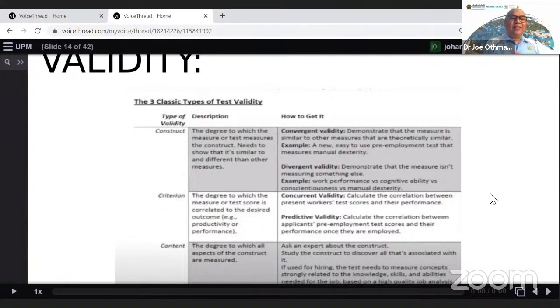UPM wants to build a new English test, an English selection test. Let's say you call it the UPM English selection test. So how do you go about getting concurrent validity? You must get a sample of students to use the test, and then the same group of students also has to use TOEFL.